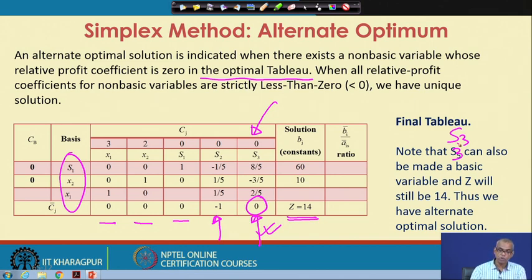So, thus we have an alternate optimal solution. An alternate optimal solution is indicated if the Cj bar value in the final optimal tableau for a non-basic variable is 0. In the given example, Cj bar for S3 is 0. So, if S3 is made a basic variable, the objective function value still remains 14, which is the optimal value. So, I have an alternate optimal solution.